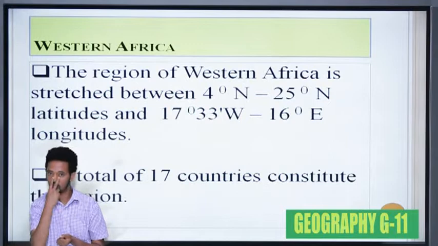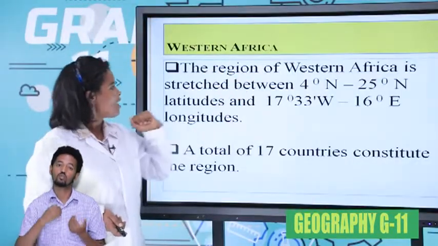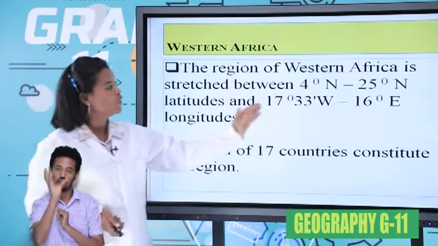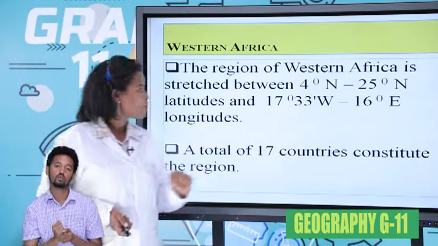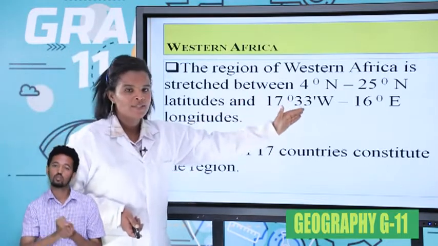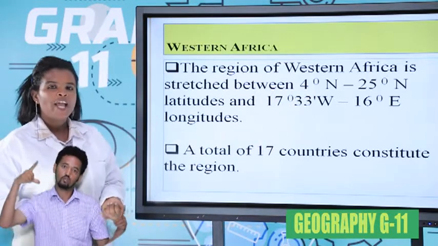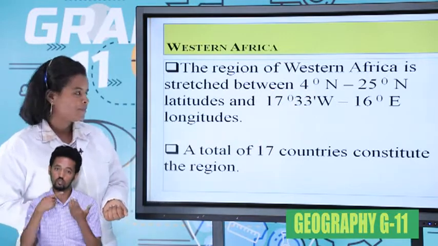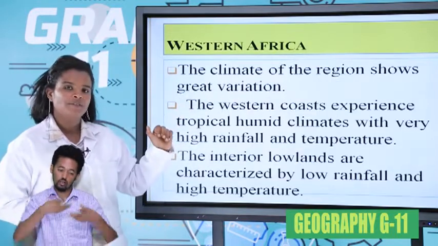Let's move to Western Africa. The region of Western Africa is stretched between 4 degrees north up to 25 degrees north latitude and 70 degrees to 33 minutes west up to 60 degrees east longitude. It has 70 countries. The climate of the region shows great variation.